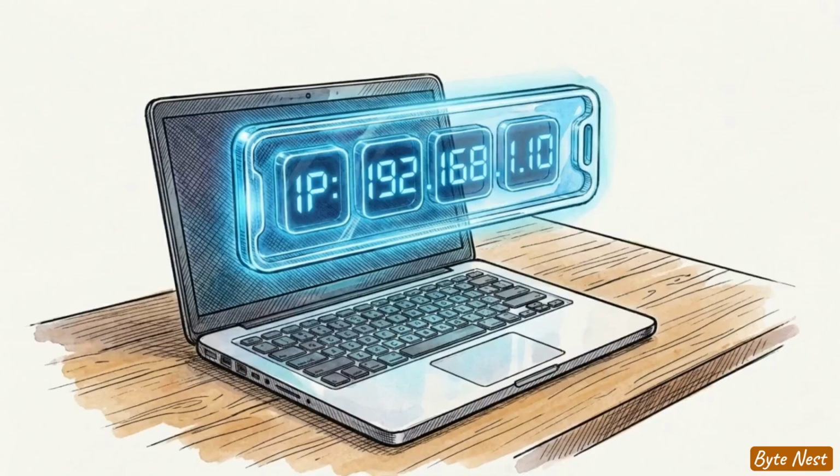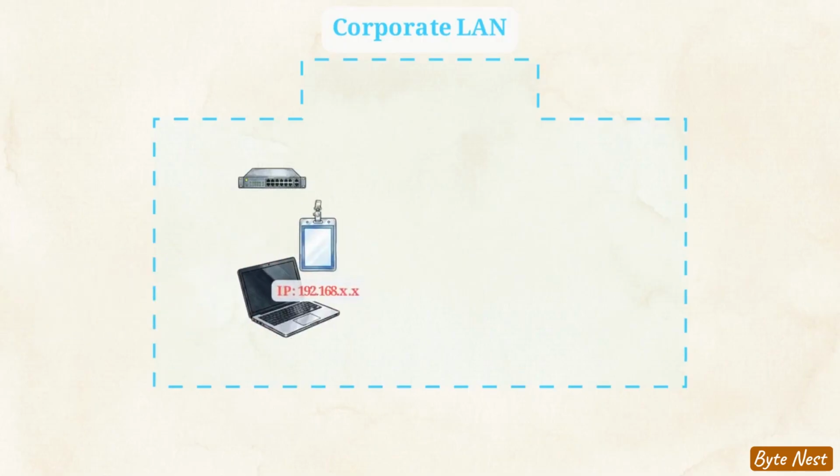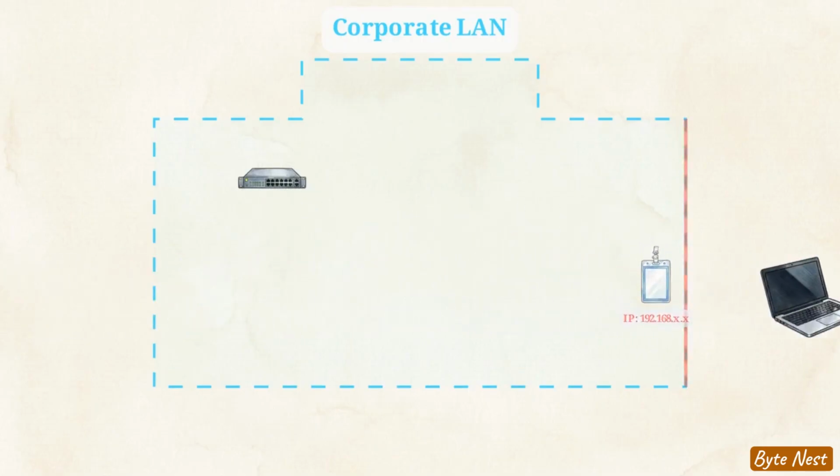To find you on a network, your device gets a software-assigned name called an IP address. Think of this as a temporary label, like a name tag given to you by the office manager. It isn't part of the machine itself, it's just a name assigned to you while you're at work.